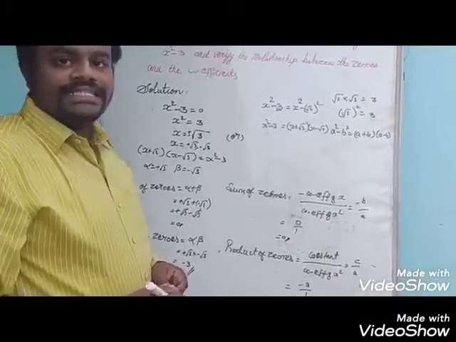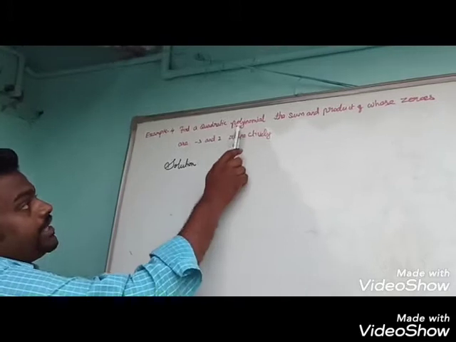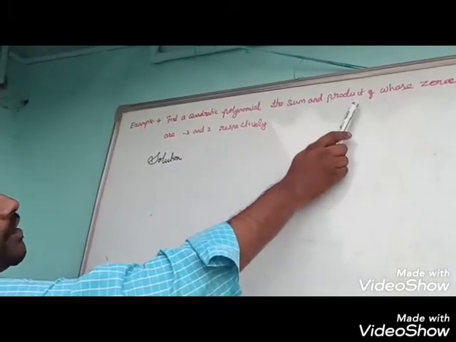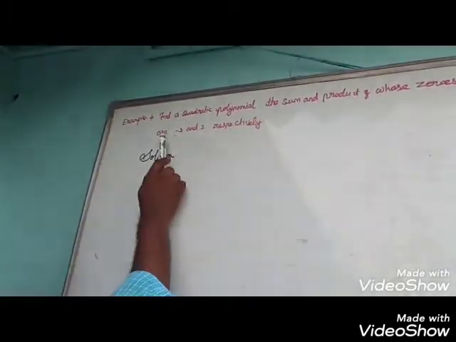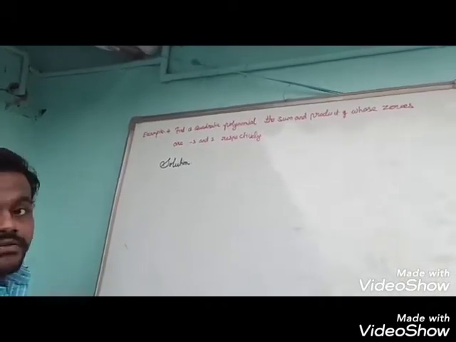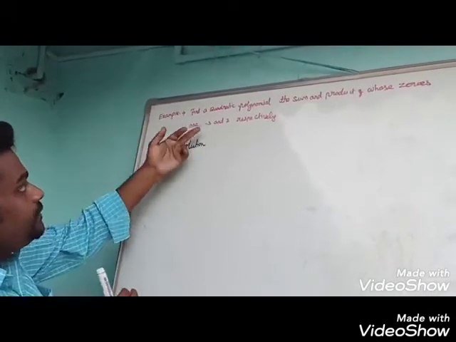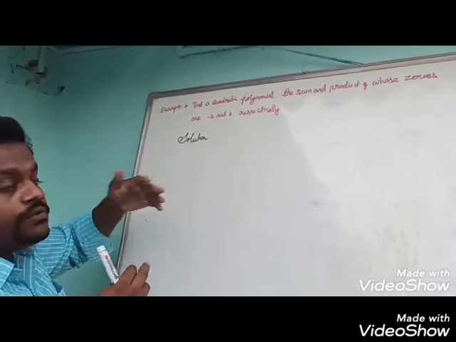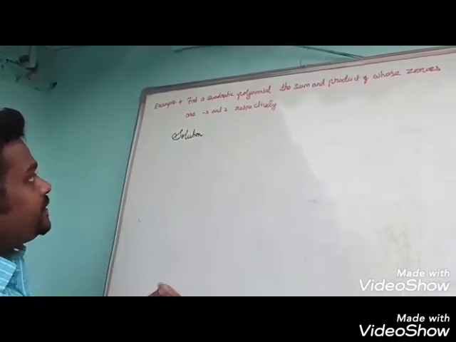Next we see example number 4. Find a quadratic polynomial, the sum and product of whose zeros are minus 3 and 2. In the previous example we had to find the sum of zeros and product of zeros and compare coefficients. Now the sum of zeros and product of zeros are given, and we have to find the quadratic polynomial.